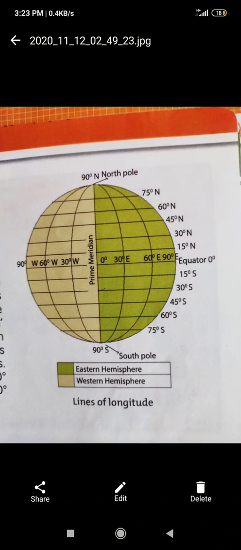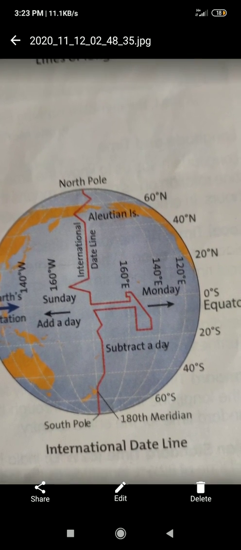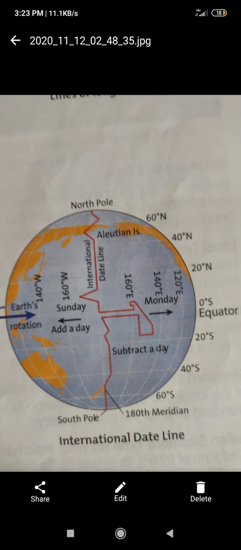So on the back side of this, the exact line will appear. So how much is it? 180 degrees. See here, you can see. Here we will not call it the prime meridian. It is the international date line, 180 degrees east and west.